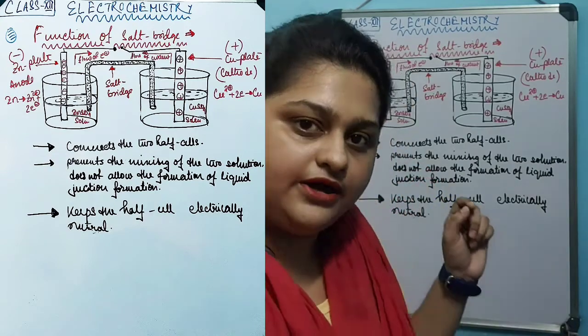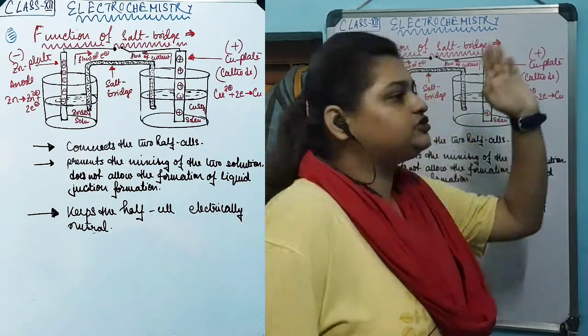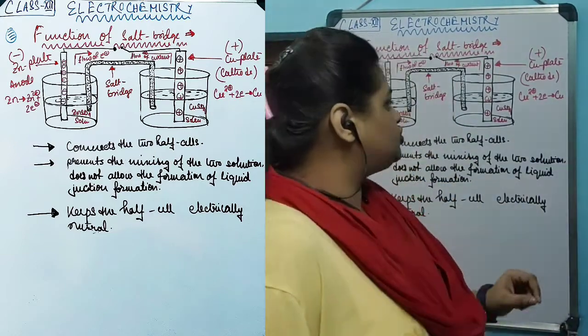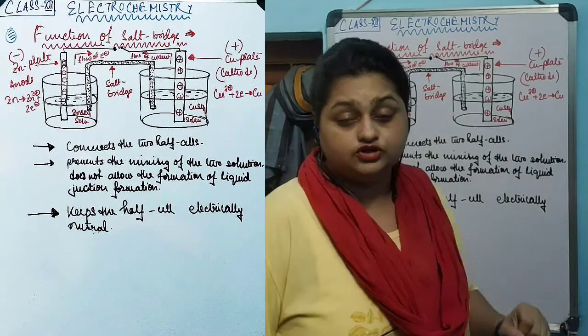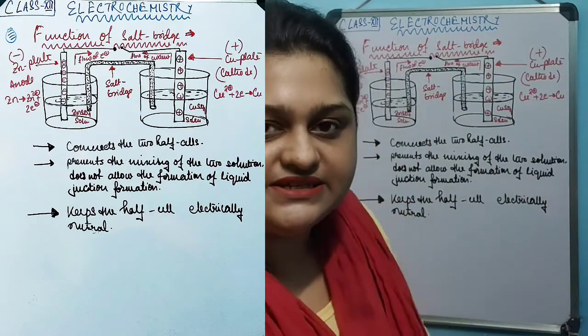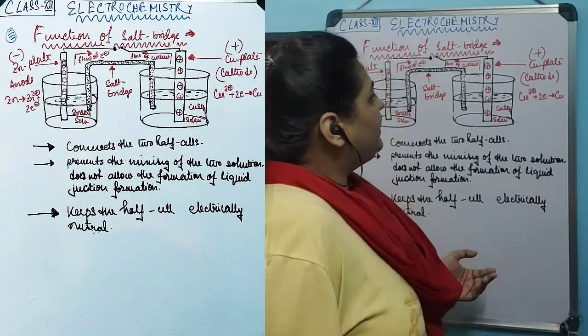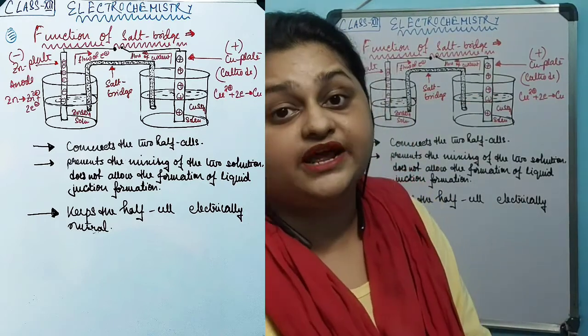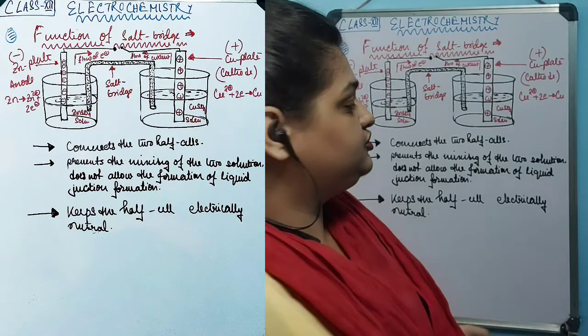Due to this deposition of Cu2+ from the solution onto the copper electrode, the concentration of Cu2+ in this solution will decrease, which as a result will prevent this deposition process, and also the solution will become electrically negative in charge.